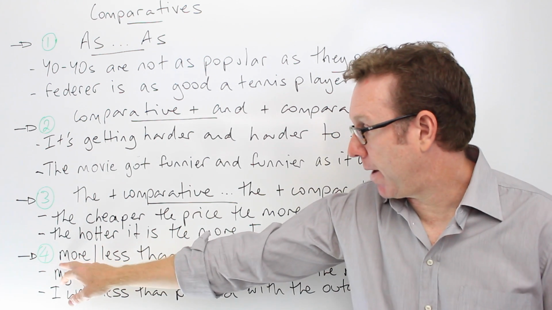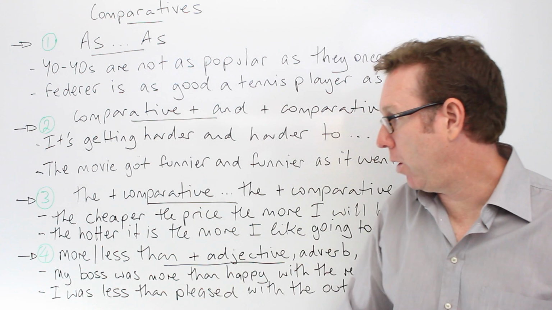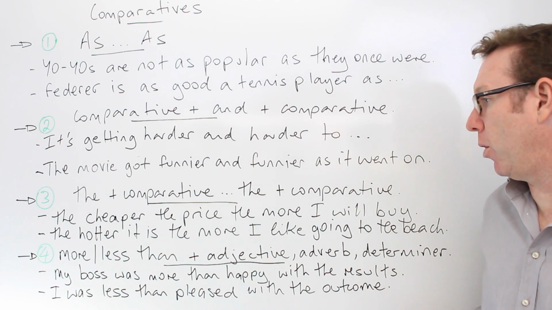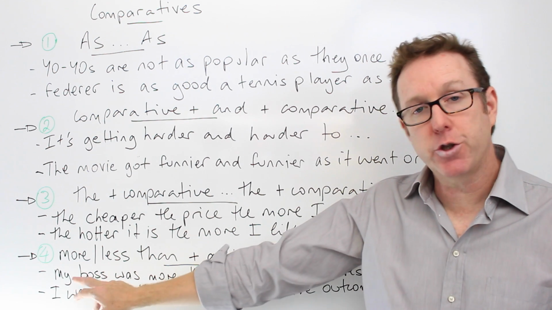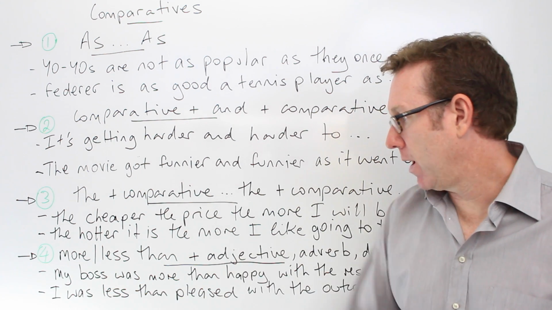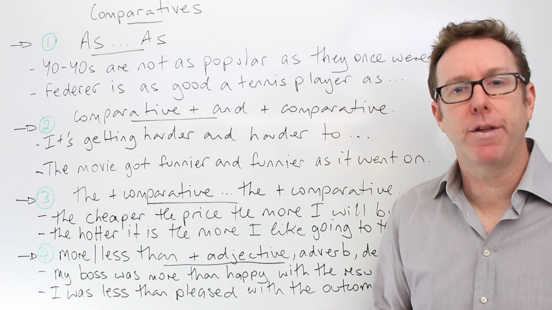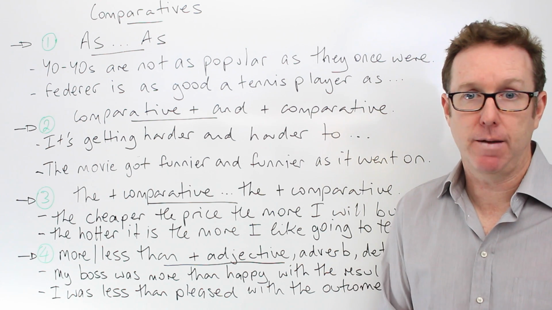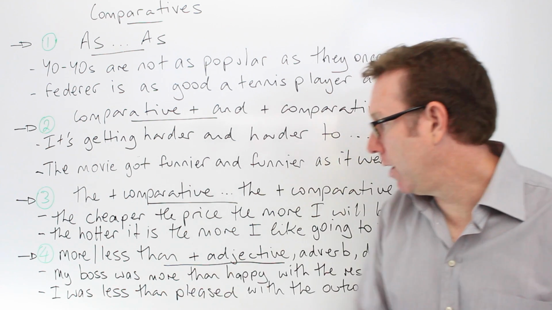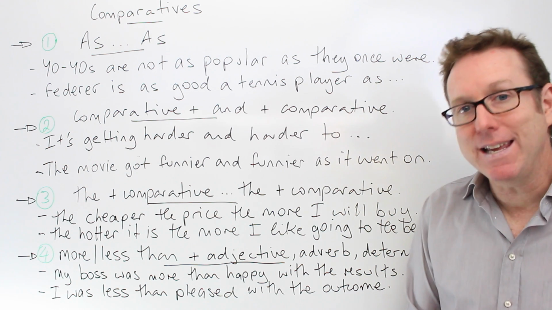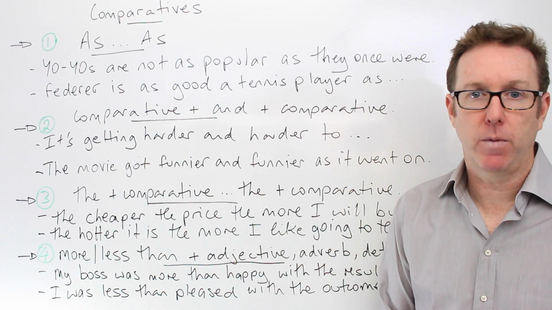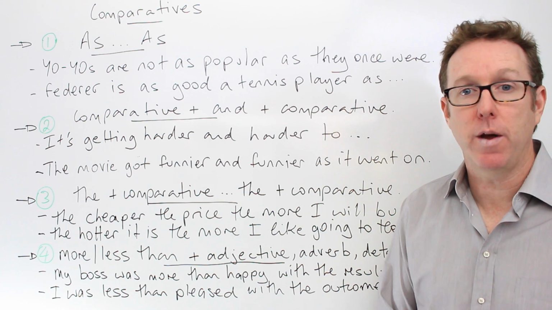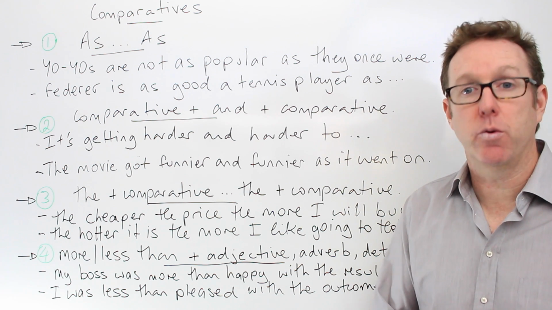And the last comparative that we're going to see here, number 4, is more or less than plus adjective, adverb, or determiner. And the 2 examples that I have here. My boss was more than happy with the results. He was more than happy. And the second example, I was less than pleased with the outcome. Okay, so I wasn't very pleased or I was displeased with the outcome or the result.